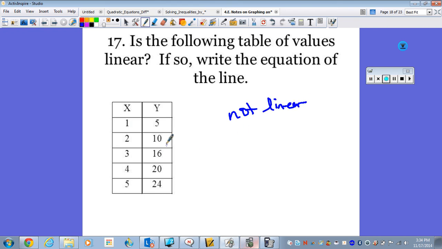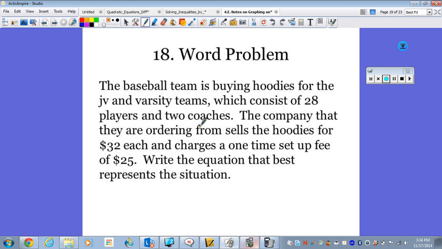Because of these, you can tell. Okay. Word problem. Oh, wow. Here, write the equation. Okay, pay attention. Number of players, but right now we don't need that information. There's a one-time setup charge. That's our b. So plus 25, and then it's $32 per hoodie. So 32H is going to be the cost of the hoodies. Okay, so I'm going to put C for cost, H for hoodies.